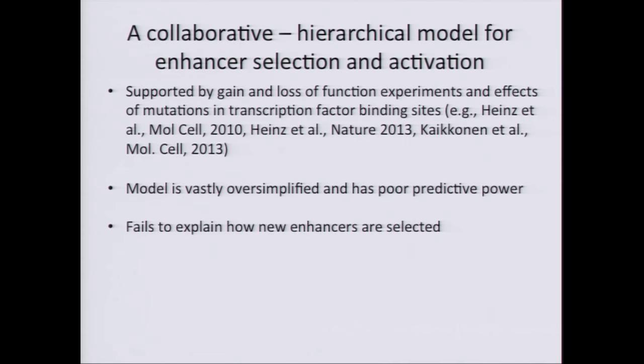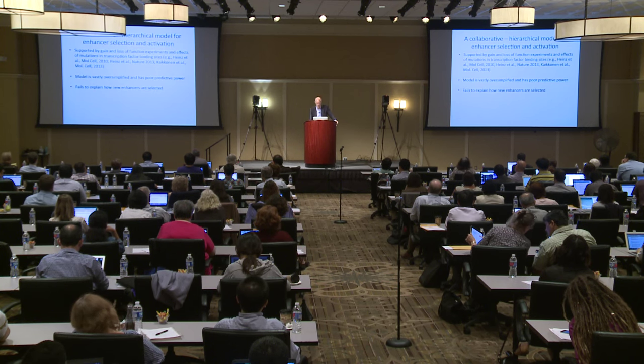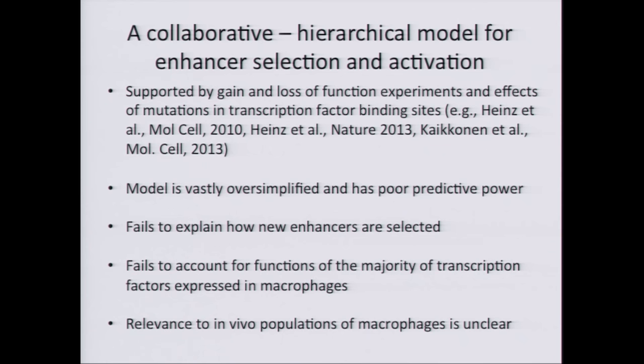This model also fails to explain how new enhancers are selected, so what I've told you about is really only relevant for a cell that has achieved its identity, you know, presumably is living in a tissue and is looking around and responding to signals. And this really does not account for how a cell gets from cell type A to cell type B during development. It also fails to account for the functions of the majority of transcription factors that are expressed in macrophages, and its relevance to in vivo populations is unclear.